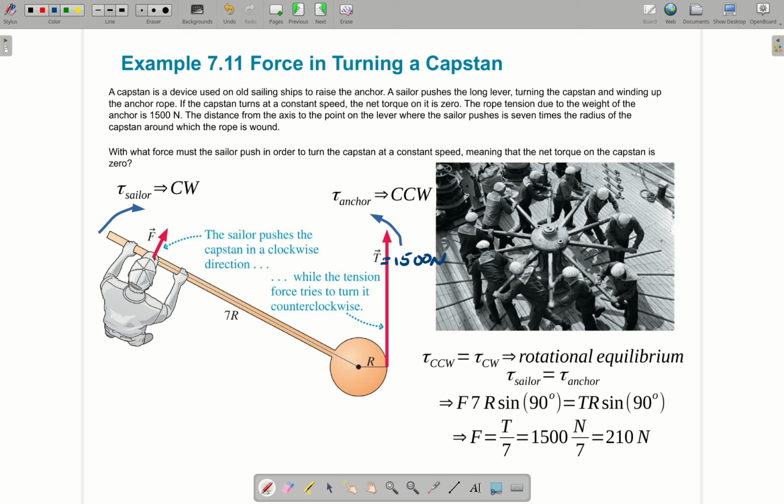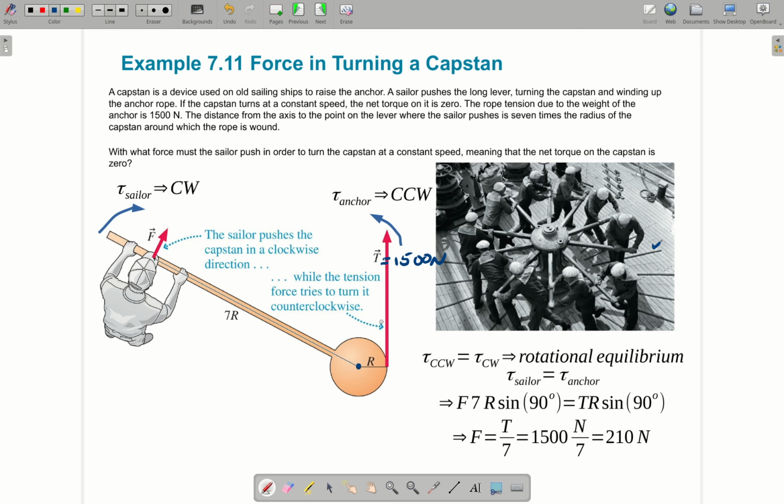There's an old picture here showing how this was applied. There are many sailors pushing it here. The distance from the axis to the point of the lever, this would be the axis here. The guy is pushing on the lever here, and the rope is going around the axis here. So we are lifting up the anchor.